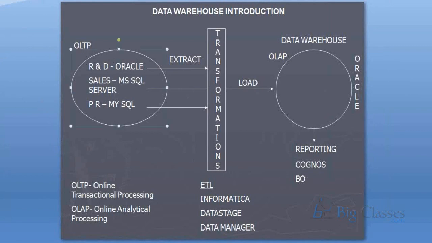Okay, take any company, say for example, Johnson & Johnson. They have multiple departments like R&D, sales, and public relations. For R&D, they are using Oracle as the database. For sales, they are using MS SQL Server. For public relations, they are using MySQL. They are using heterogeneous databases throughout their organization. They are not using the same. Why are they using heterogeneous databases here?